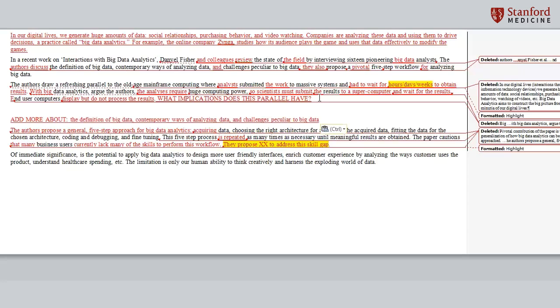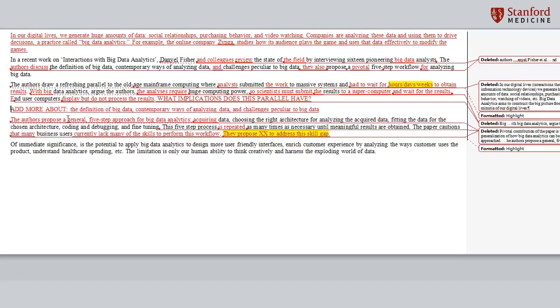that addresses the things that we've been told are in this review paper. So tell me something about, maybe you don't need to define big data, but tell me something about the challenges and the contemporary ways of analyzing data. Have a paragraph that addresses that, because we've been set up to be told that the review paper contains this. So give me something about that, and then give me the 5-step approach. So we need another paragraph here that adds those details.